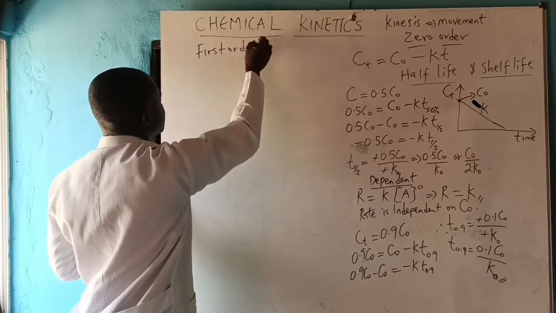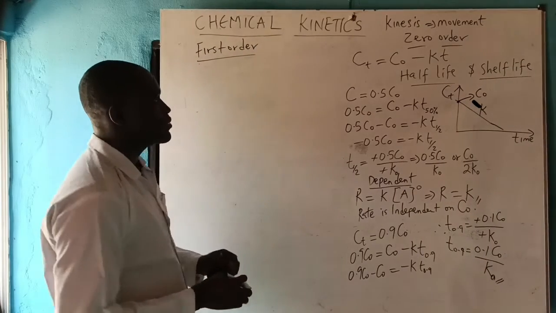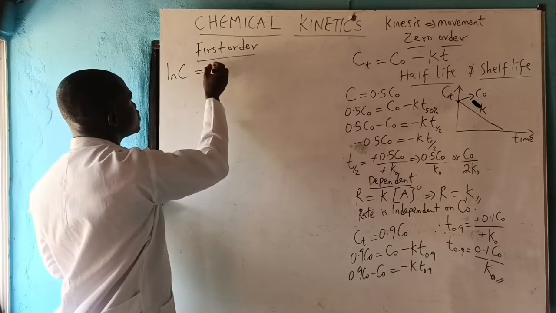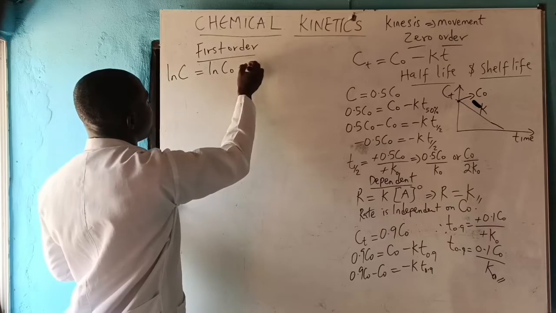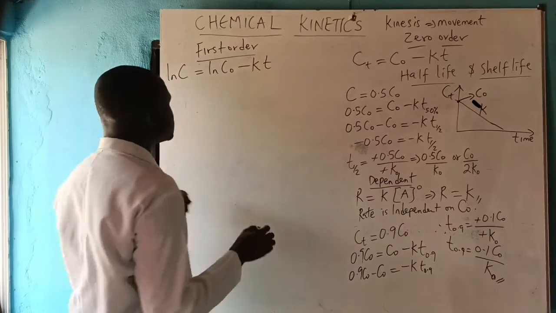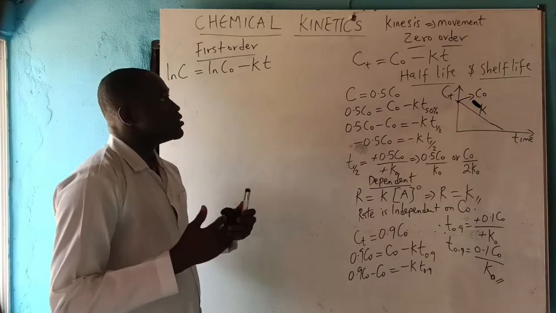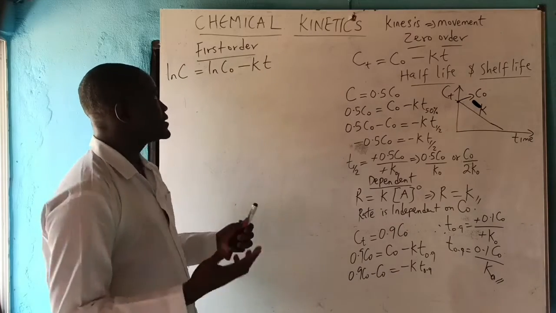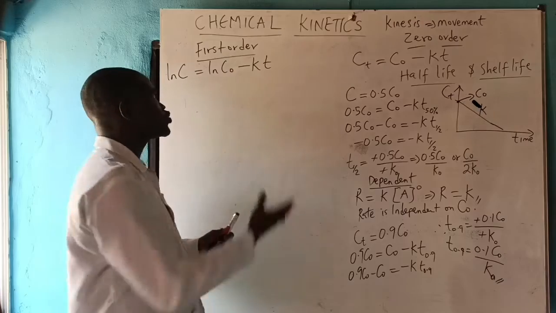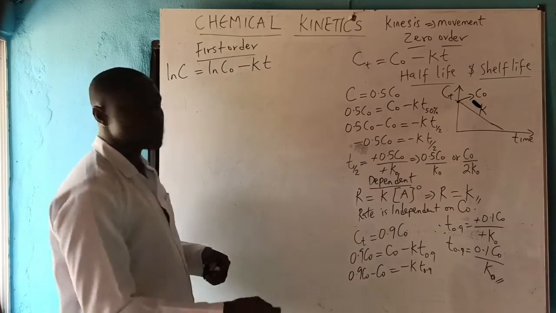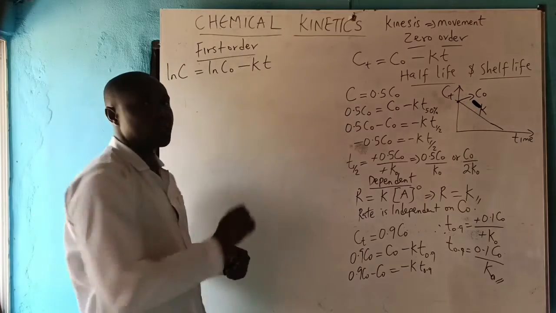Under first order, we say that its equation is ln C equals ln C0 minus KT. That is for first order. Let's see some examples of reactions which obey first order. Think of radioactivity. Radioactivity is one of the reactions that obey first order.